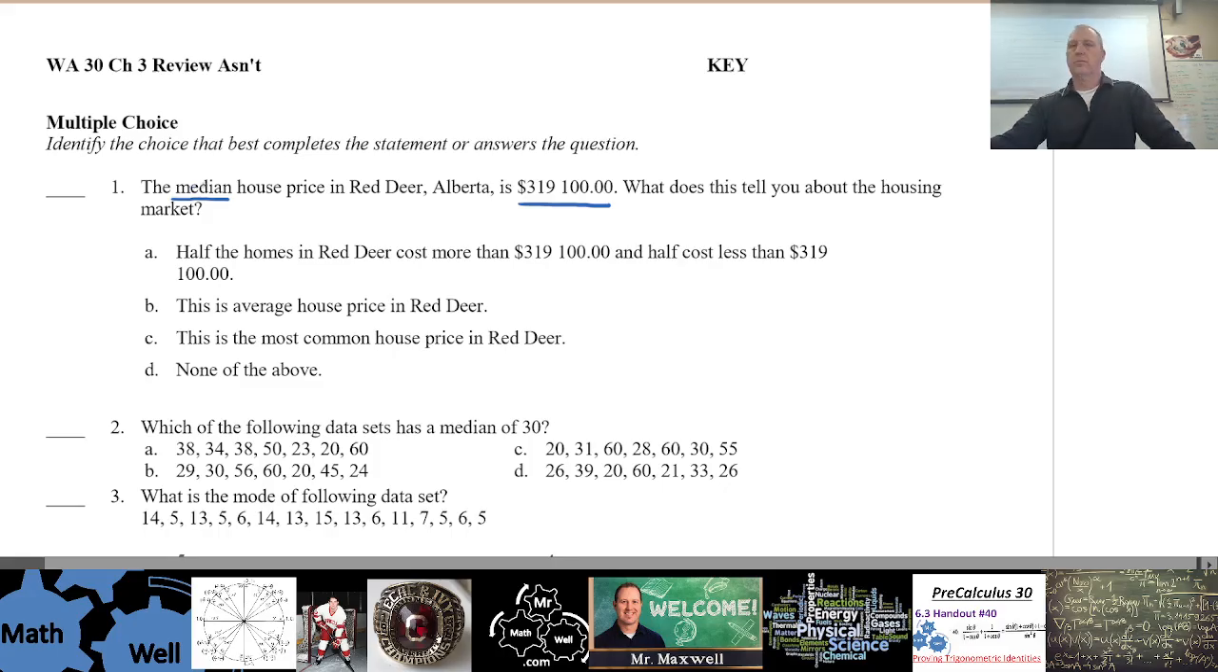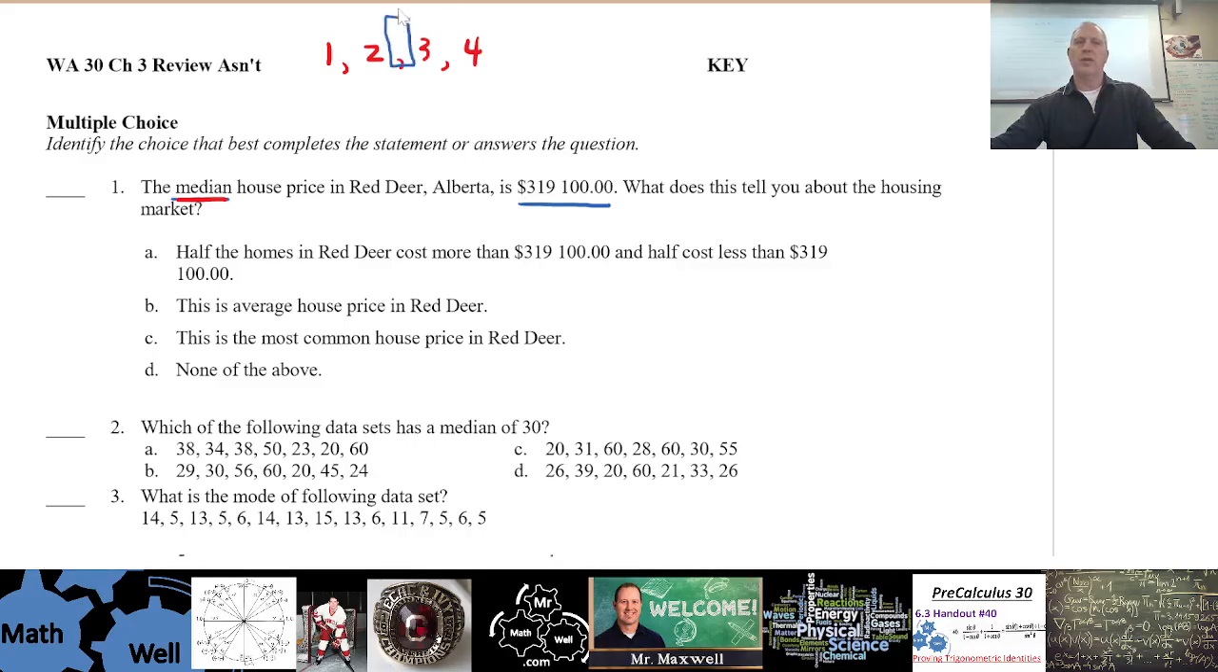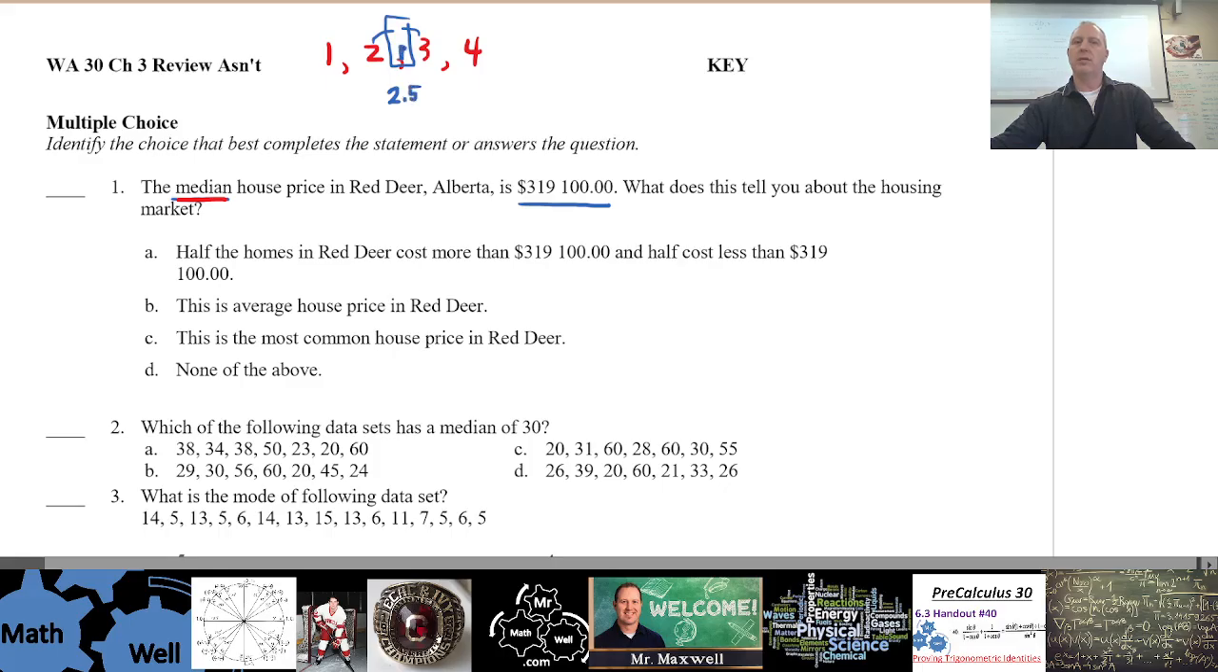Wait, so why in the book does it say median is the average or mean of 2 middle numbers? Okay, the only way that average comes into play with median is if you have, let's say, an even number of numbers, there's no middle number here, right? So then the median would be the average of these 2 numbers beside. So the median is 2.5, it's right in between. But the average of all the numbers is the mean.